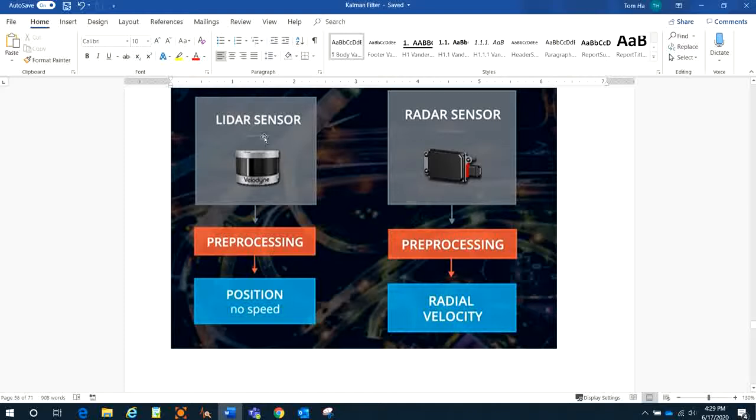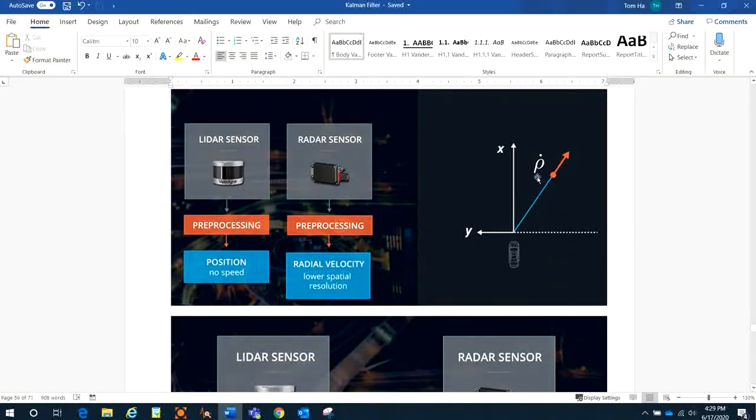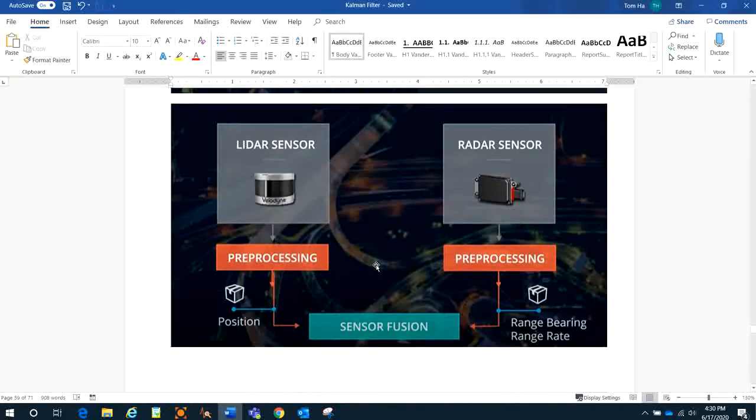The LiDAR sensor gives us the position, right? As you did in the last video, this is exactly the correct position. And the radar sensor gives us the radial velocity, in the direction toward the object, right here in the picture. The radar sensor has a lower spatial resolution, but the LiDAR sensor has very high resolution. So the question is whether we combine both sensors to update the measurement in the Kalman filter. We call that sensor fusion.